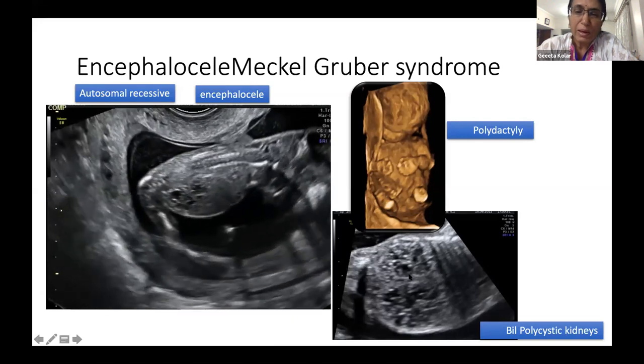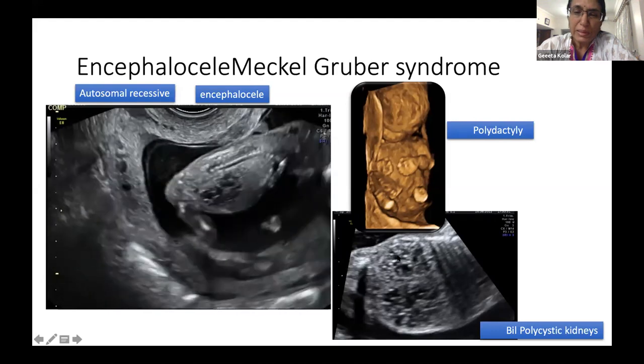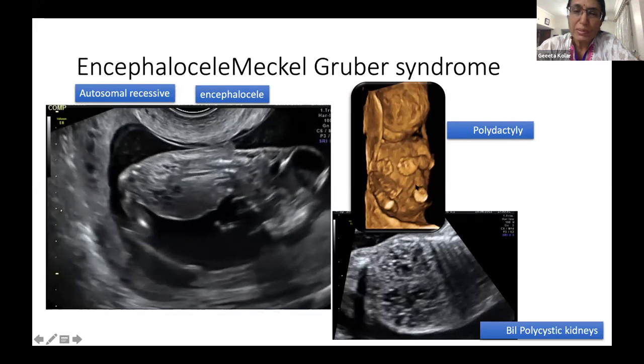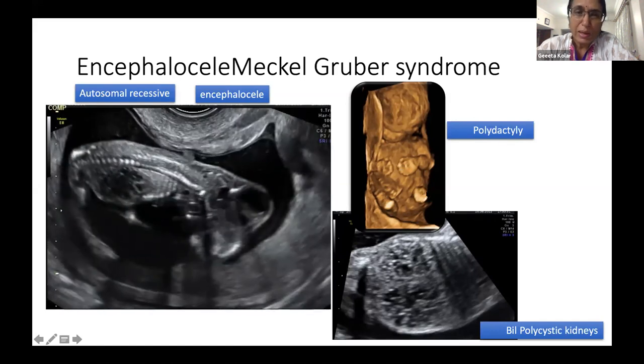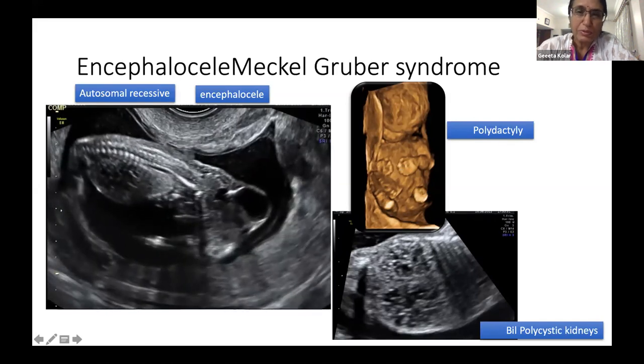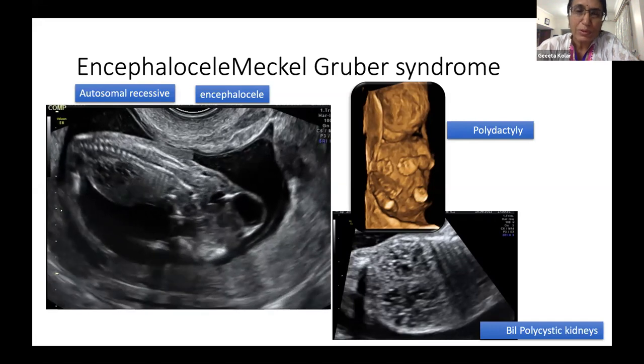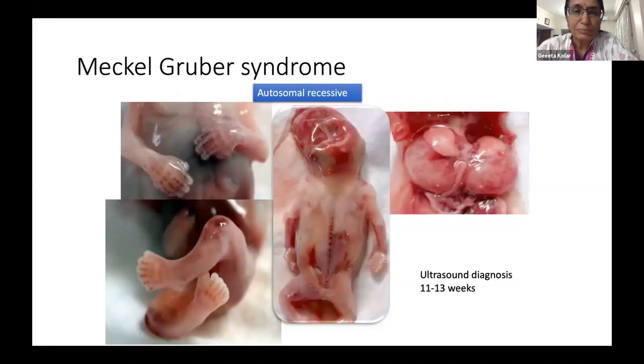You find bilateral polycystic kidneys, enlarged with multiple cysts. You find polydactyly of the upper and the lower limbs. And this is a typical case of Meckel-Gruber, which you know has an autosomal recessive inheritance. So every time a woman is pregnant, she has a 25% chance of having this abnormality again.